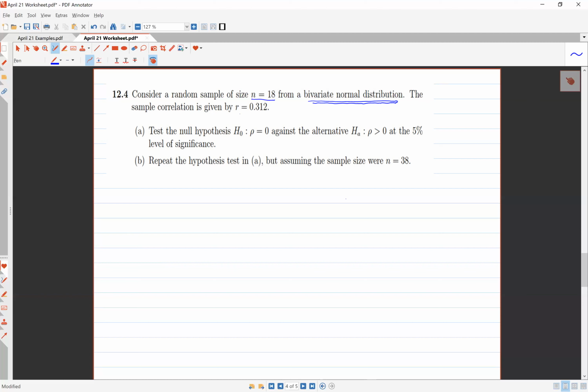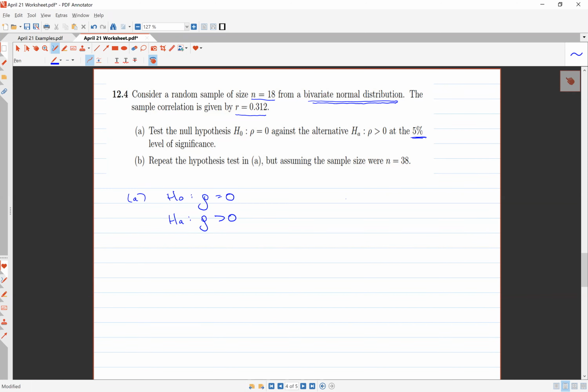So with a sample size of 18, we go through the steps of calculating the correlation and find it's 0.312. We now want to test the null hypothesis that the population has a zero correlation against an alternative that says the population has a correlation that's larger than 0. And we want to do this at the 5% level of significance.